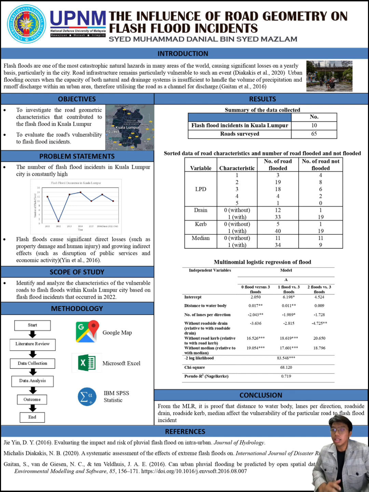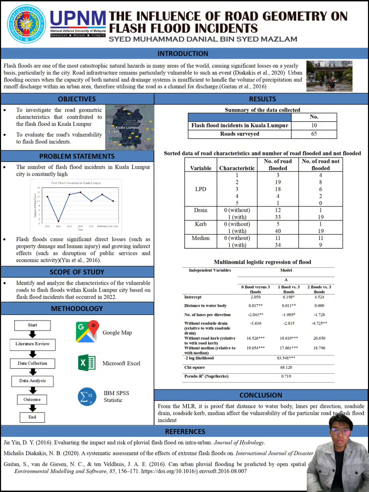With all the data collected, the influence of road geometry on flash flood will be determined through descriptive analysis and also multinomial logistic regression analysis. The last step is the outcome, where this study will produce a regression model of flash flood vulnerability with respect to the road geometry parameters, and this model could be used to predict flash flood on certain roads. With this, when the rain pours on Kuala Lumpur, local authorities can take precautions to divert the traffic from the roads that are predicted to be flooded.